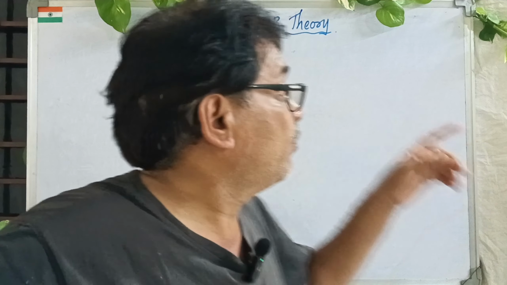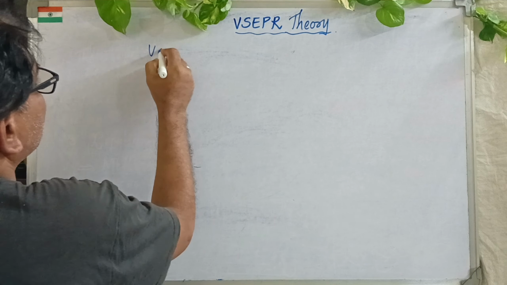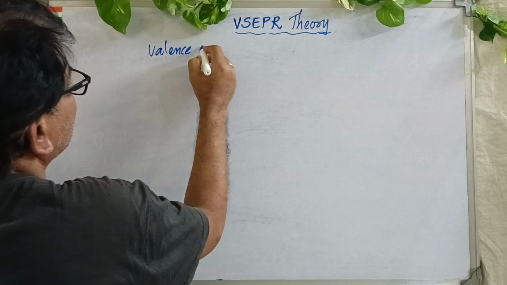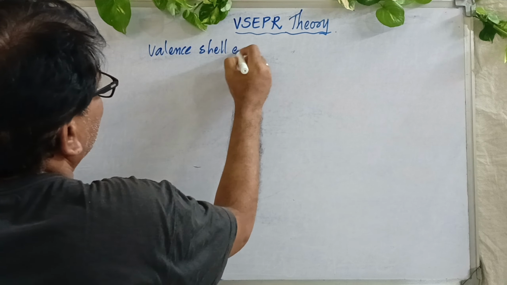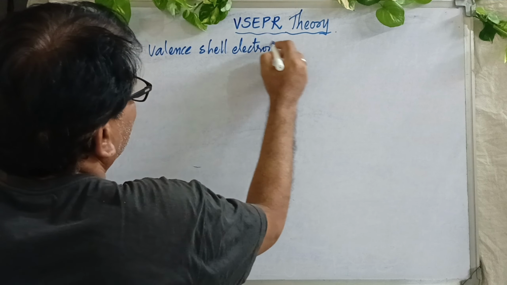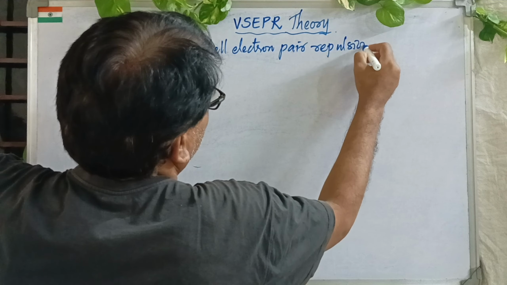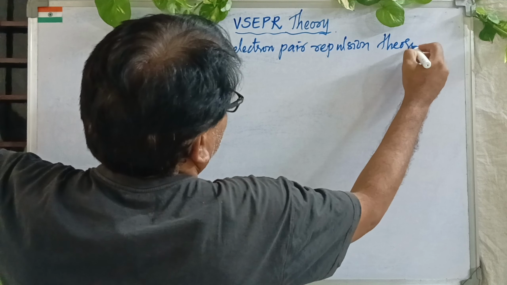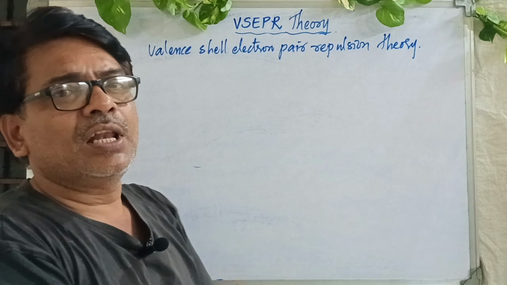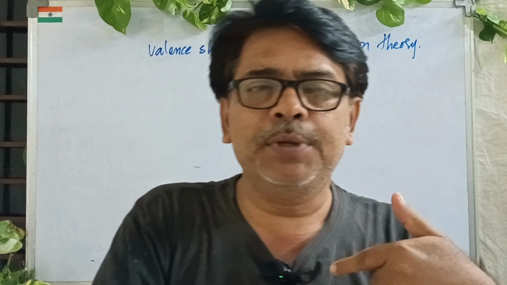What do we call that outer shell? Valency shell. See, VSEPR means what? Valency shell electron pair repulsion theory. Trust me, I'll make you understand this very easily. I've got so many other examples, tricky examples, to understand this. There is no difficulty actually in understanding VSEPR theory.